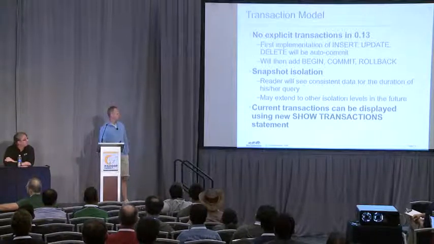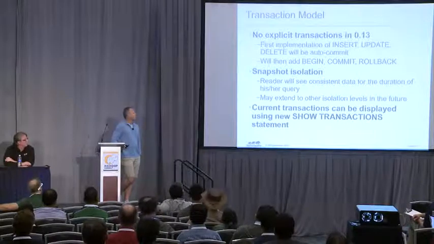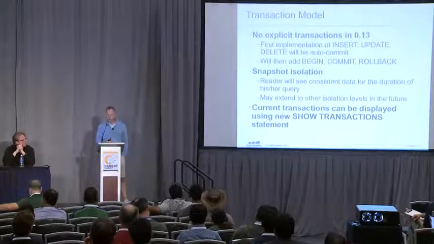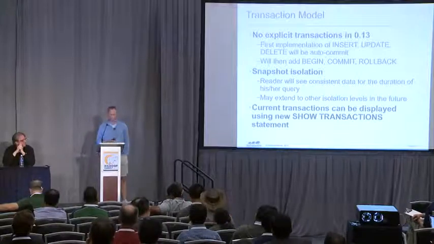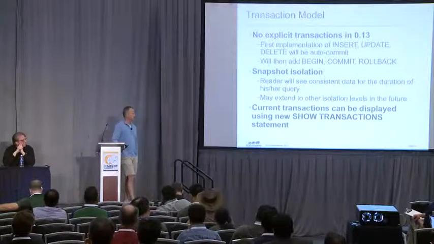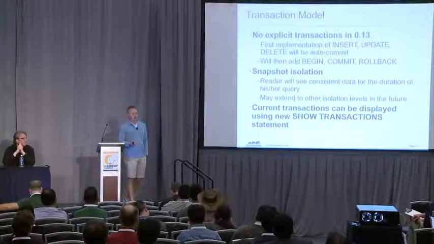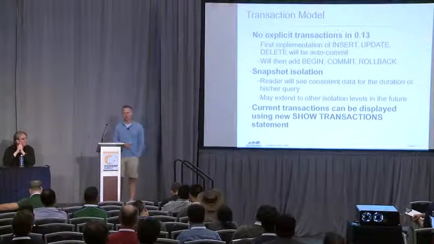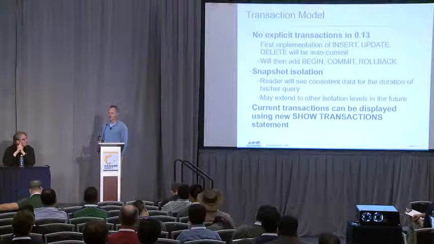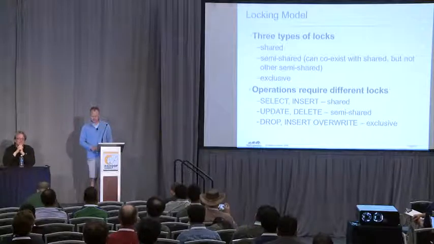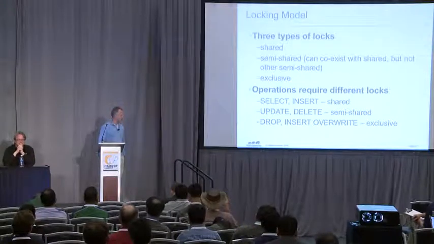I'm sure someone will show up and prove me wrong, but from an administrative viewpoint, we also added this show transactions to Hive's SQL so that admins or even users can just go in there and see what transactions are currently in the system. There's already a show locks command, which is also integrated with this, so you can see what locks your query is acquiring. So let's talk a little bit about the locking.